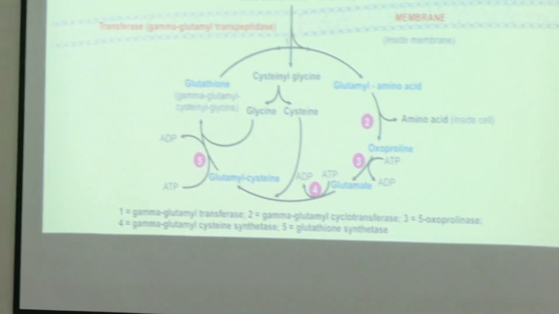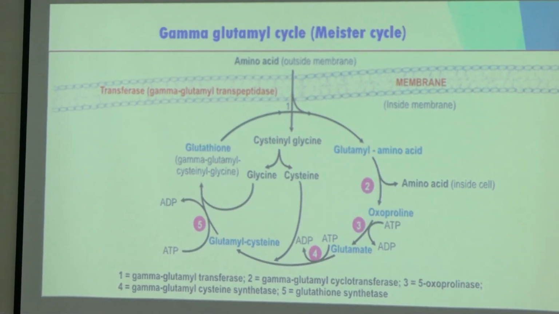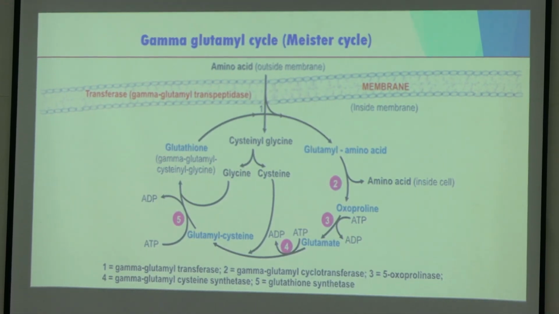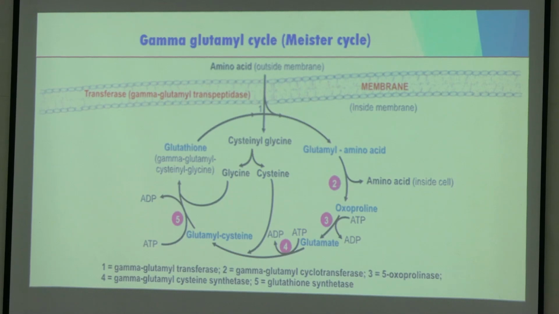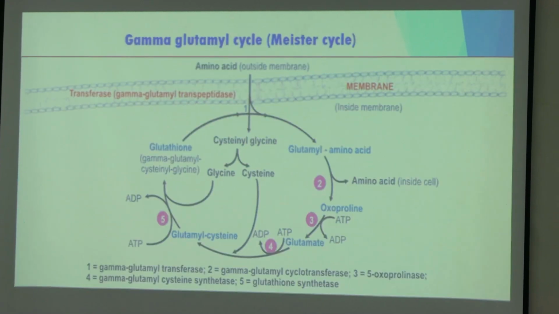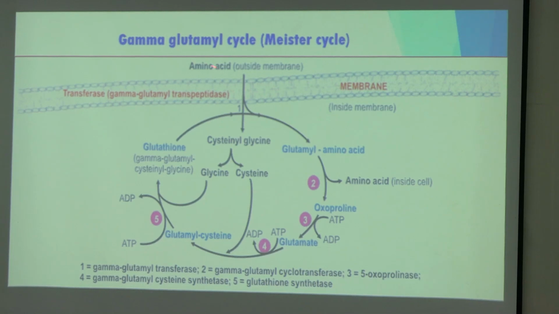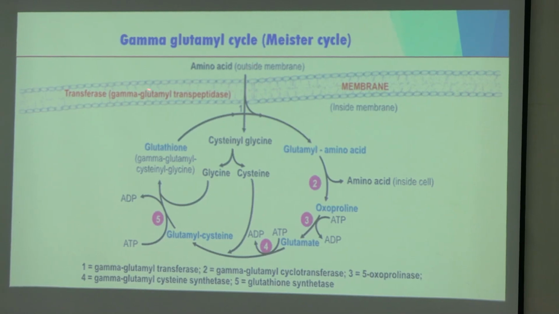There is another path by which amino acids are transported. This is called the gamma glutamyl cycle. Again, it is an energy consuming process. See, this is the membrane, and there is a membrane protein, gamma glutamyl transpeptidase. So with this, what happens? These amino acids are sent with the help of this protein.